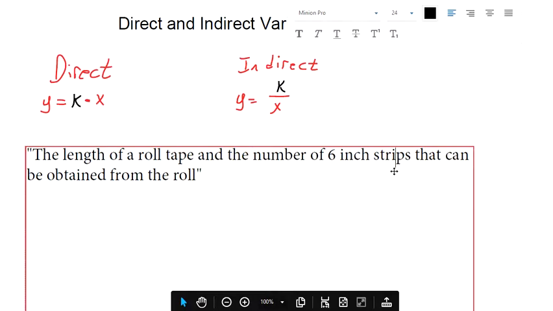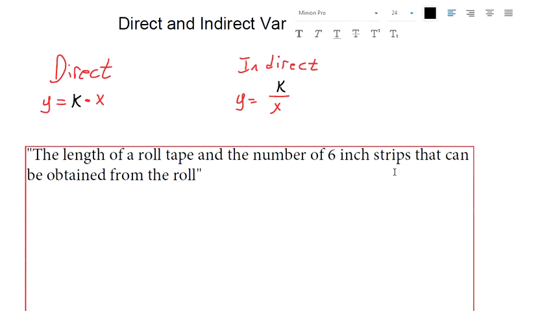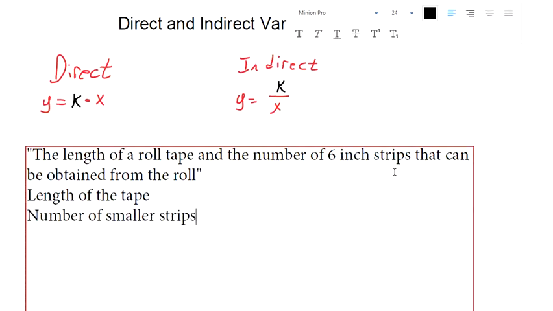Okay, so this example here. The length of a roll of tape and the number of 6-inch strips that can be obtained from the roll. So there's two variables. The length of the tape, that's a variable because that can fluctuate. And then the strips, the number of smaller strips, that's the other variable. One could be our x and one could be our y.